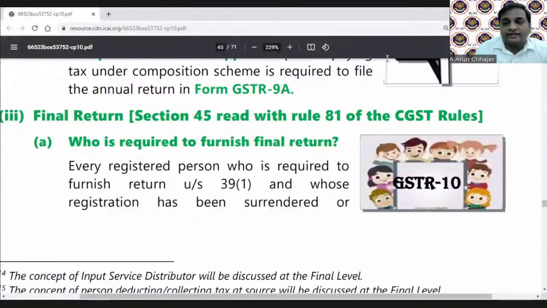Now third is final return. First we discussed the first return, then we discussed the annual return. Now we are discussing the final return. Maybe an MCQ type of question can come, or maybe a direct question can come, for 2 marks.